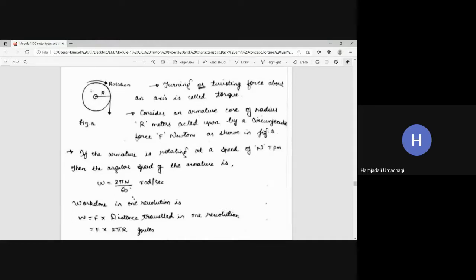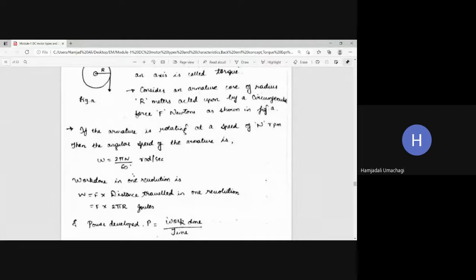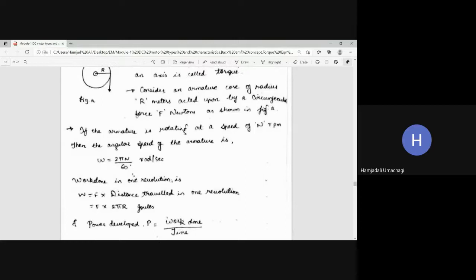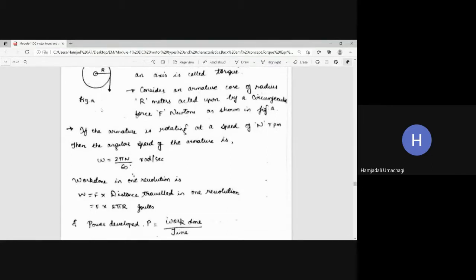So to rotate this armature in the clockwise direction, it wants a certain torque, it wants a certain force, right? So the angular speed of this rotor is omega equal to 2 pi N by 60 radian per second. Then the work done in one revolution. Suppose it is rotating for one revolution, then how much work is done by that motor? Work done in one revolution is given by W equal to capital F into the distance traveled in one revolution. This F is nothing but the force experienced by the armature here, and the total distance covered by the armature, since the armature is round in shape, is the circumference of the circle.